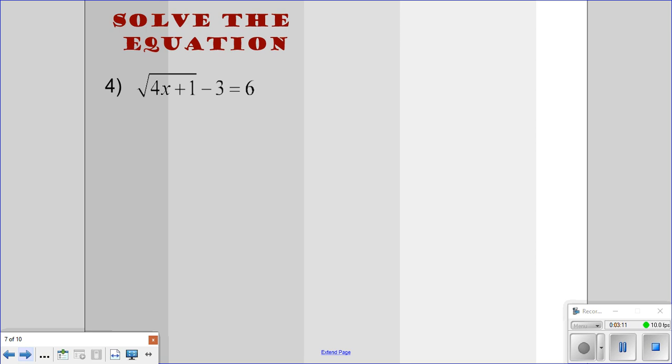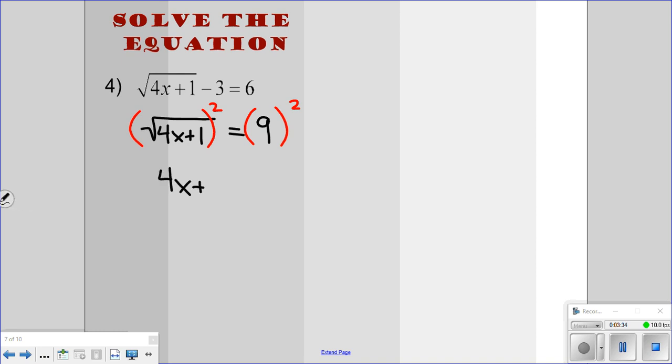Here, I need to add 3 on both sides to get my radical by itself. So I have the square root of 4x plus 1, and then I get 9. My radical is by itself, and it is equal to a positive number, so I can solve this thing. So I need to square both sides. So I have 4x plus 1 equals 81. I'm going to subtract 1 on both sides, so I get 4x equals 80. Divide both sides by 4, I get x equals 20.